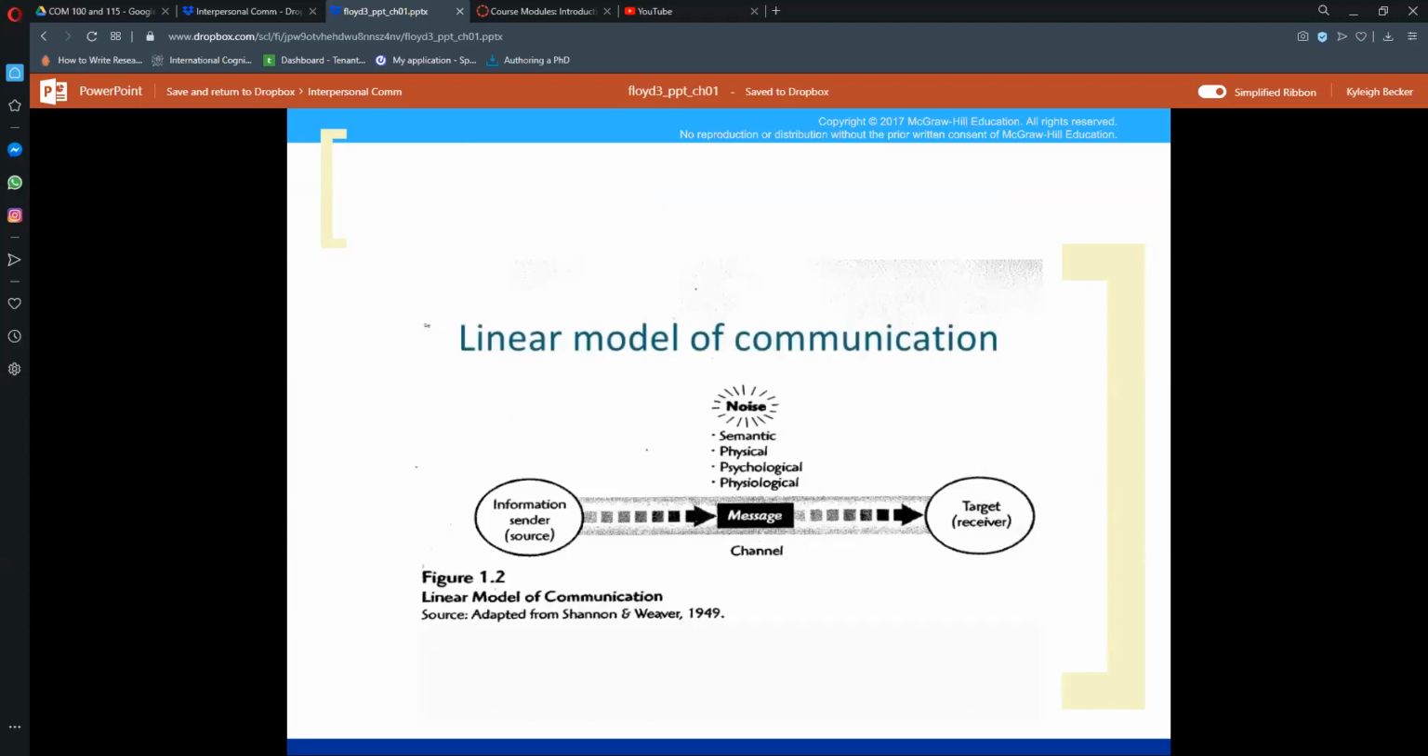So here's just what it could look like. Your sender is sending the message through a specific channel to a target, and it is affected by noise: physical, psychological, physiological noise, like if you're hungry, or semantic noise. Maybe you don't quite understand what they're talking about due to a language barrier.